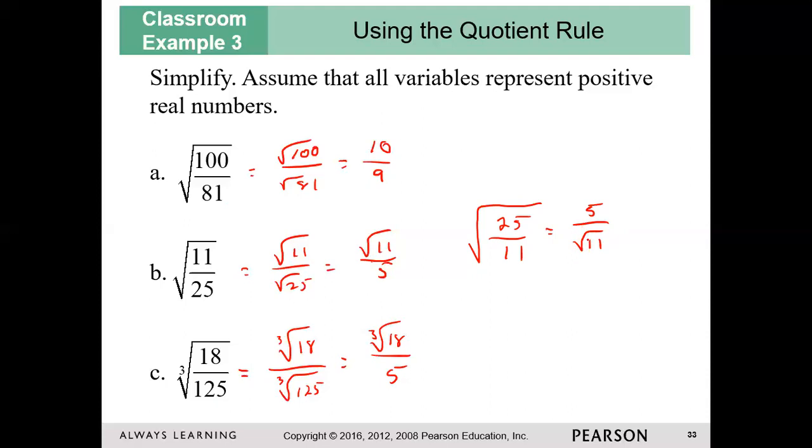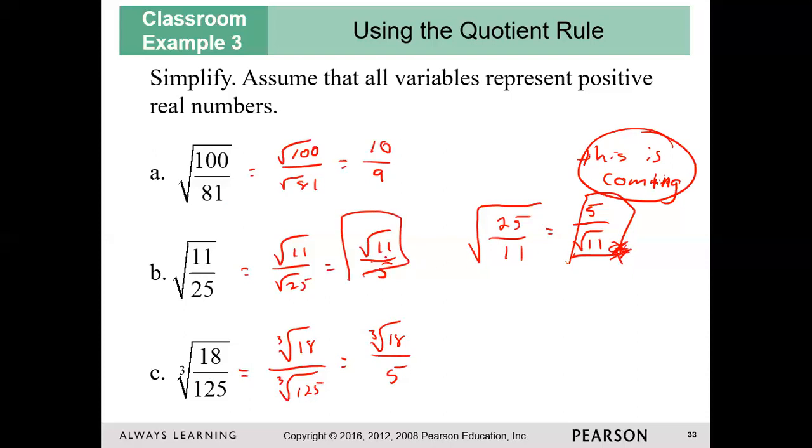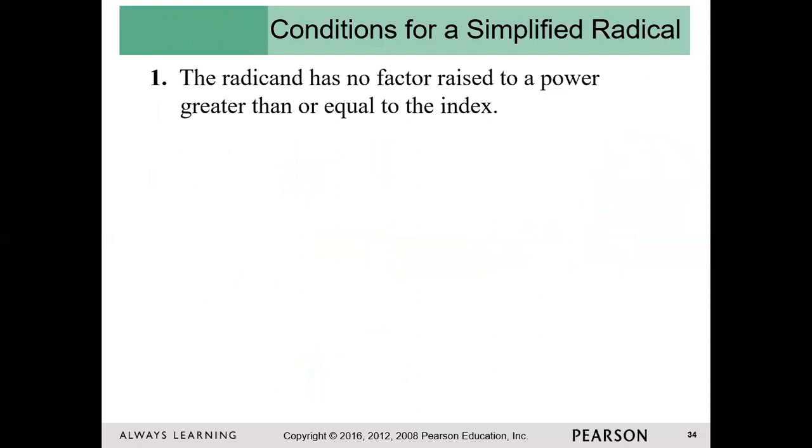We don't have to worry about that right now, but I do want to warn you that this is, I can't spell, this is coming, all right? So just make sure that you are aware of what's going on in this problem and how this is much more problematic than what we have over here. All right, so conditions for a simplified radical.